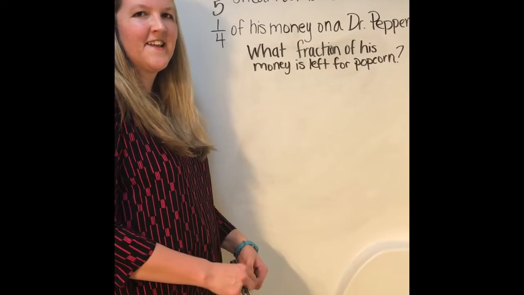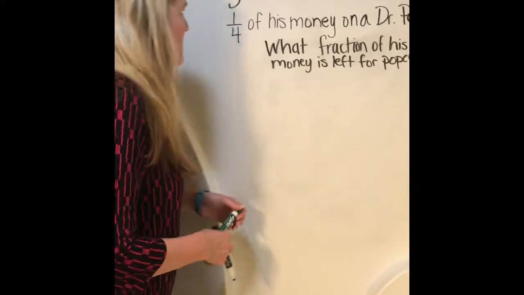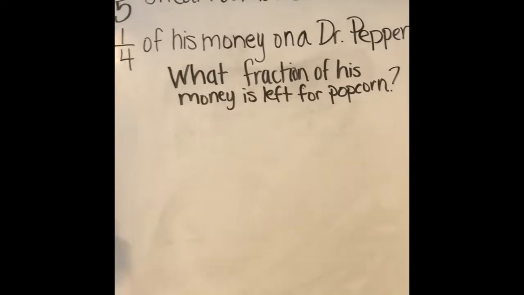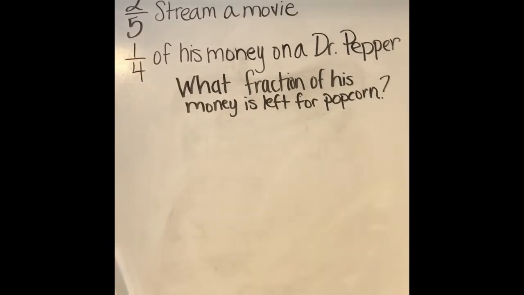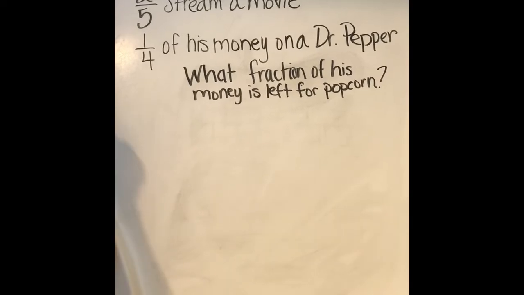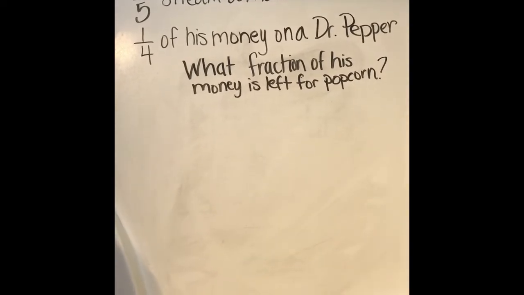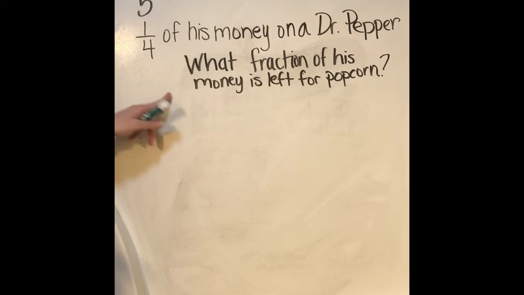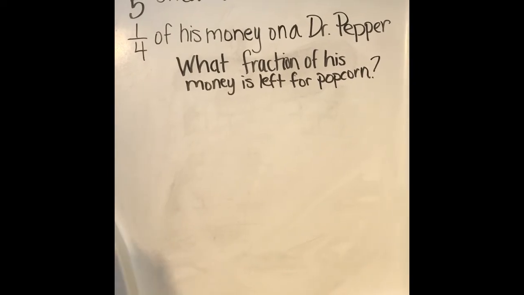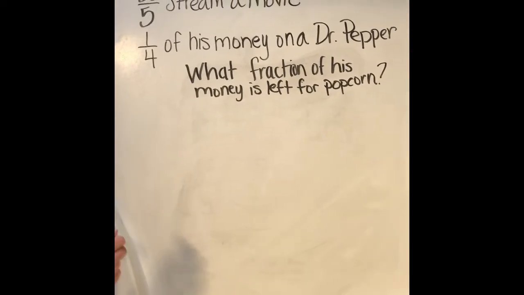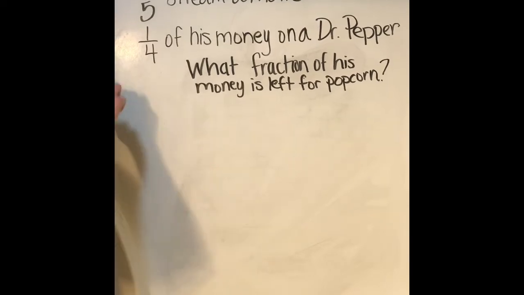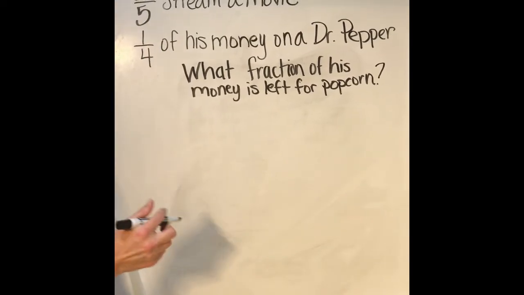Alright, I wanted to set the stage for this word problem. So Michael spent 2/5 of his money to stream a movie, and he used a fourth of his money on a Dr. Pepper. What fraction of his money is left for popcorn? So there's a couple of different ways that you could solve this, but I'm going to go ahead and start out finding out how much he spent so far.